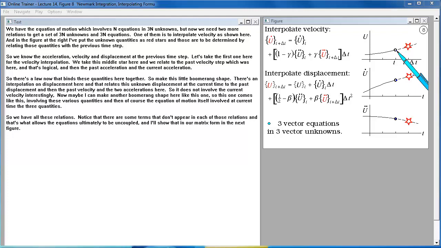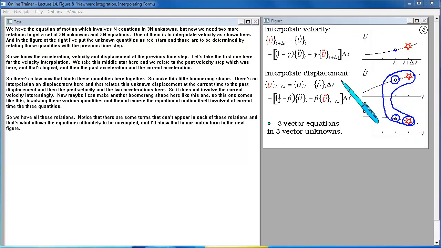Let's take the first one here for the velocity interpolation. We take this middle star here and we relate it to the past velocity step, which was here, and that's logical, and then the past acceleration and the current acceleration. So there's a law now that binds these quantities here together. So I'll make this little boomerang shape.